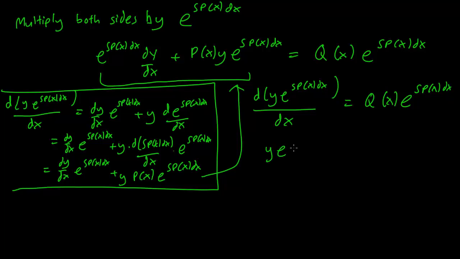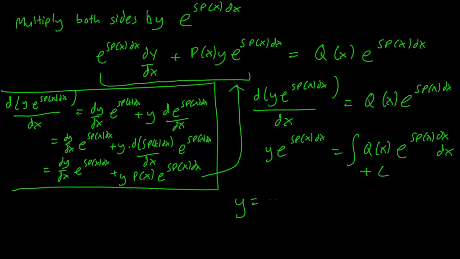So we have y times e to the integral of p(x) dx equals the integral of q(x) e to the antiderivative of p(x) dx. Okay, so we took the antiderivative of both sides in this step. And now, oh right, plus c, of course. And now we have our expression for y.